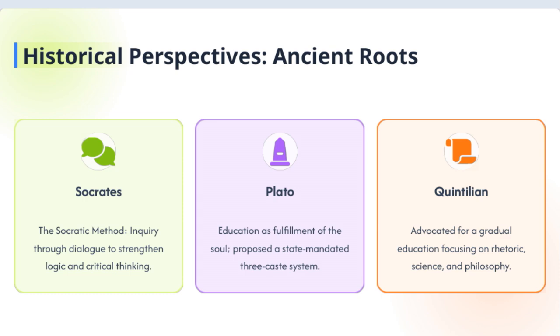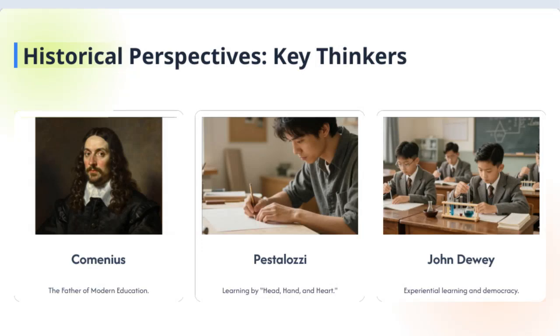Let's explore how experiential learning shapes our understanding of democracy. John Dewey is a central figure here. He believed that learning happens through active engagement, what he called learning by head, hand, and heart. This means that education isn't just about absorbing facts, but about thinking critically, doing practically, and feeling emotionally connected to the process. Dewey saw education as a way to prepare individuals to participate fully in a democratic society.